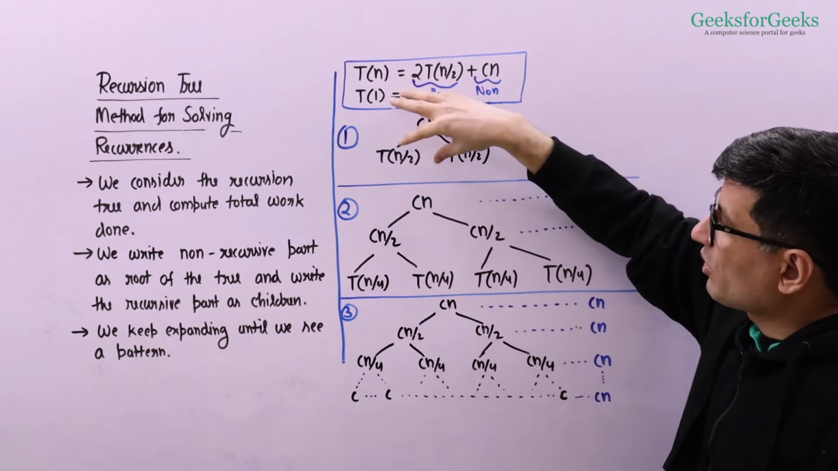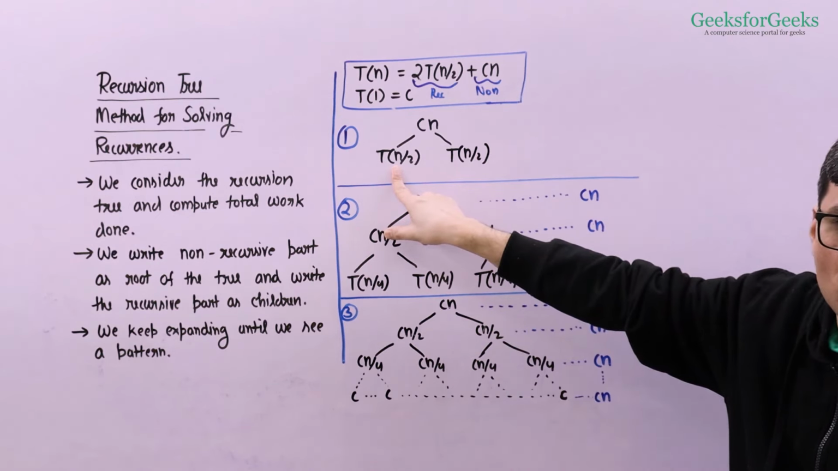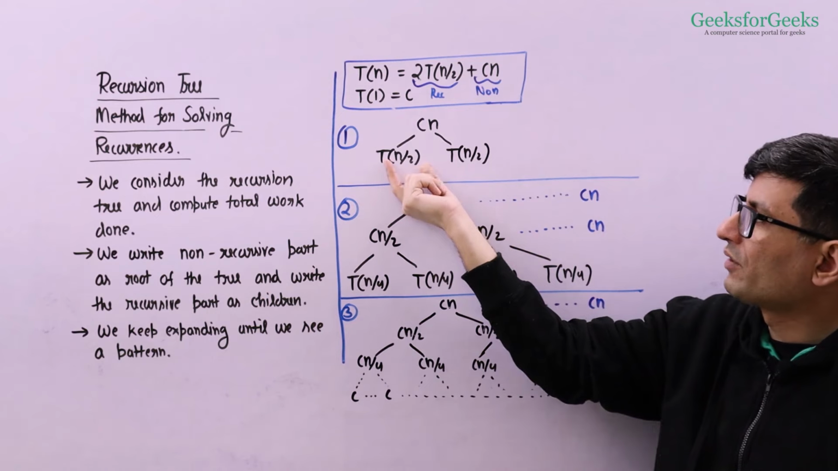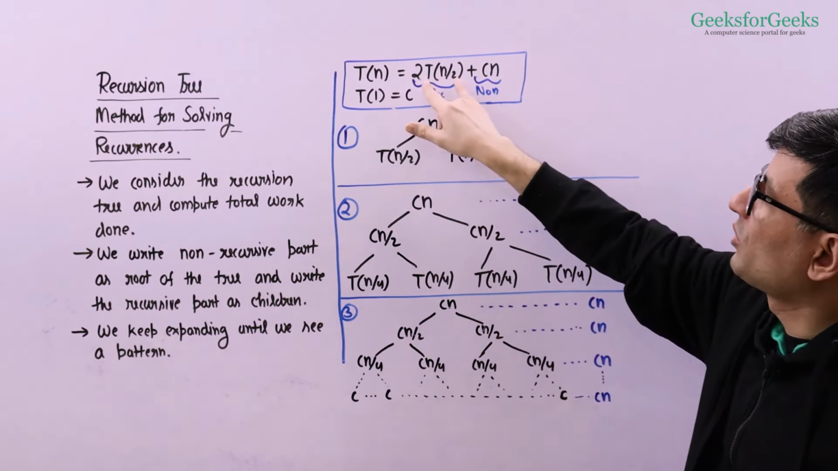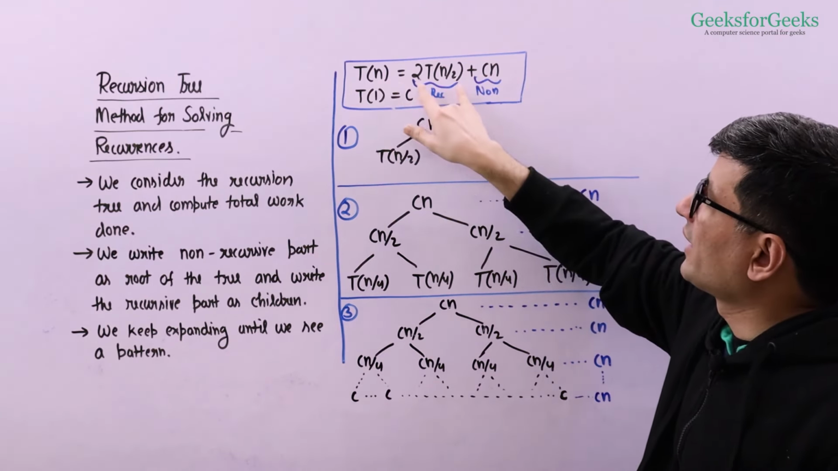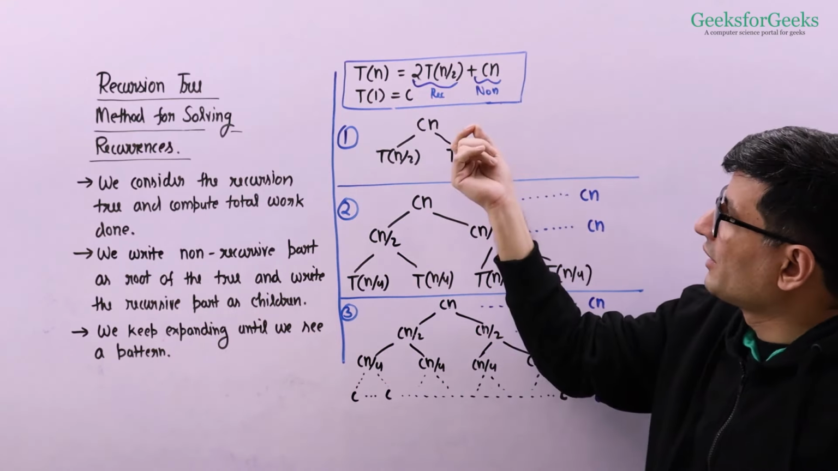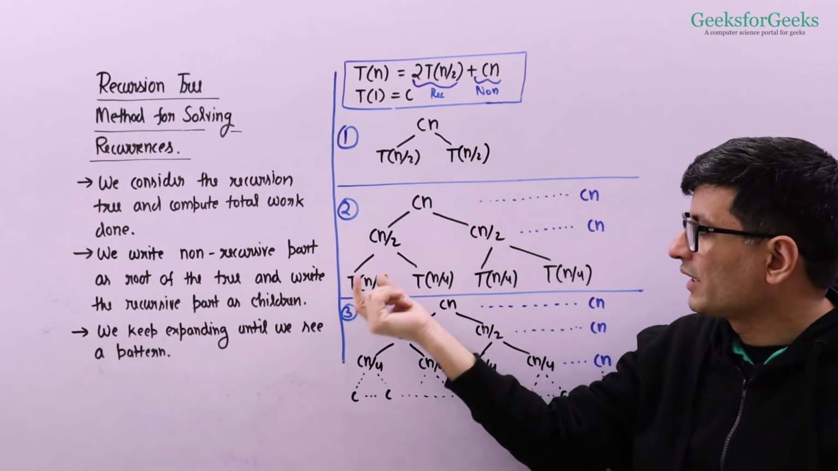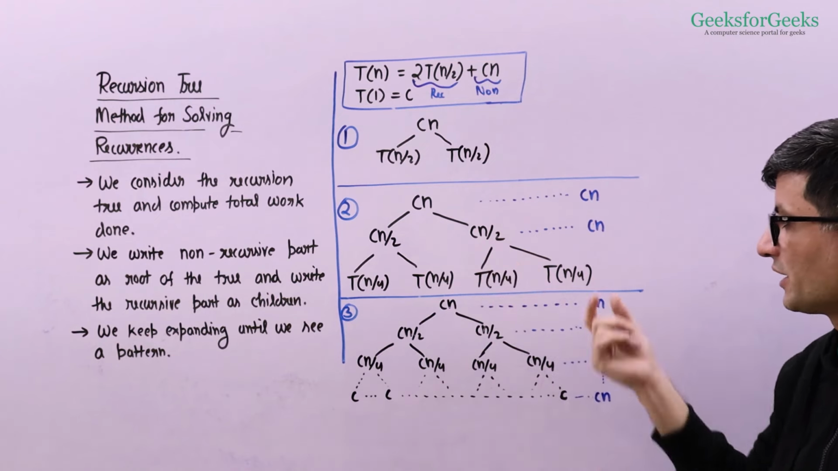Then once we have drawn this recursion tree, we further expand these calls, right? And how do we expand it? This is the recursive call for T(n/2), right? T(n/2) means it's going to have 2T(n/4) plus Cn/2. If I put n equal to n/2, I'll get 2T(n/4) plus Cn/2. So in that, the non-recursive part is Cn/2. So I write Cn/2 and I write the recursive parts here. Then Cn/2 and recursive parts here.